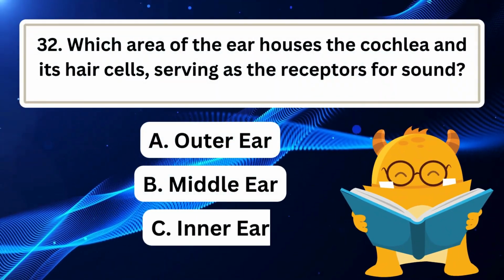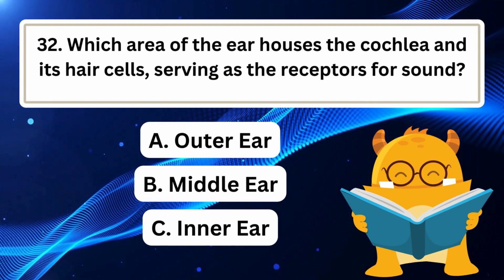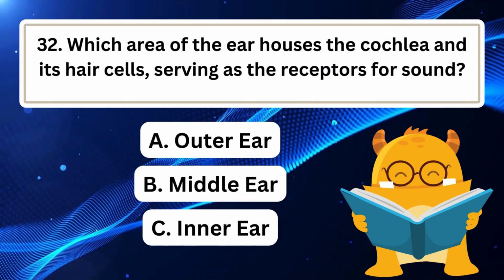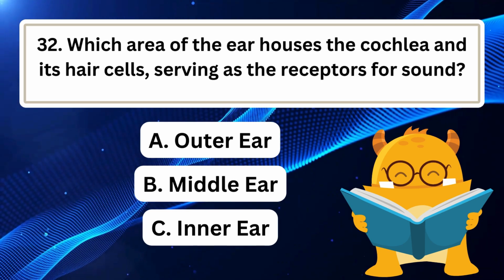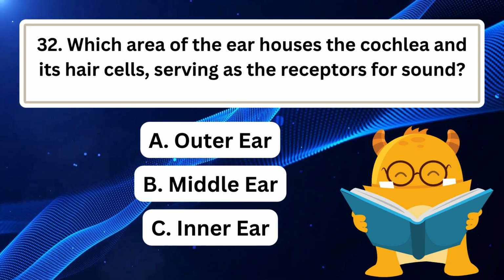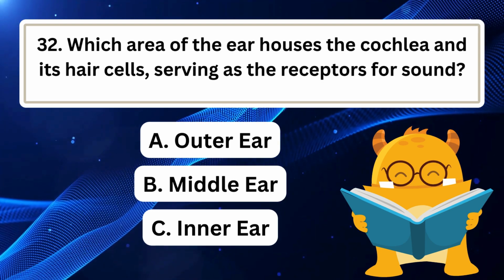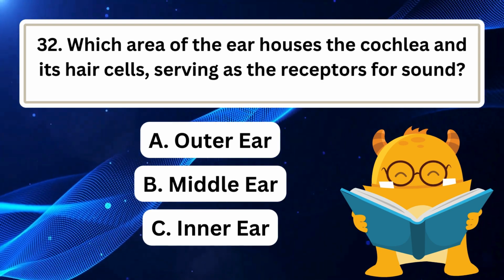32. Which area of the ear houses the cochlea and its hair cells, serving as the receptors for sound? A. Outer ear. B. Middle ear. C. Inner ear.